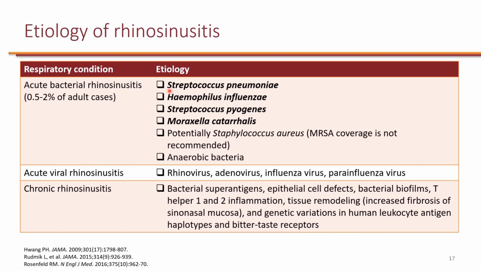So then, the top of the list is Streptococcus pneumoniae. There's also Haemophilus influenzae, Streptococcus pyogenes, and Moraxella catarrhalis. So if we are to treat acute bacterial rhinosinusitis, these are the 4 organisms that we want to target. So we want to make sure we have agents that work well against these. Now, potentially Staphylococcus aureus could cause rhinosinusitis. However, it's rare, and MRSA coverage is not recommended. So we do not want to cover empirically for MRSA.